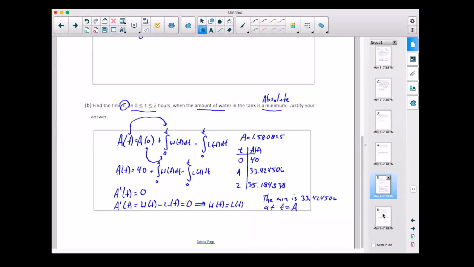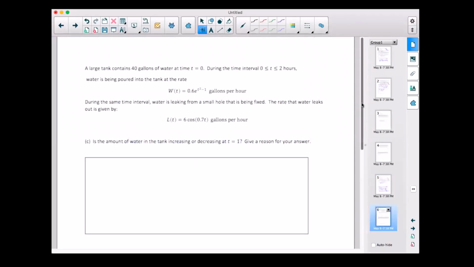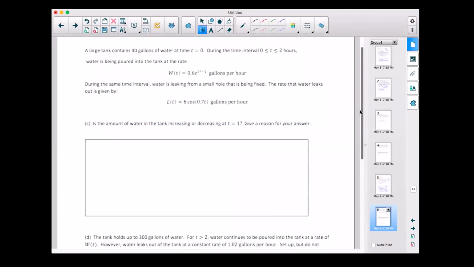So I want to take a look, and I know we're right at 9 o'clock, but I want to take a look at this next part briefly to show you how this relates to what we've done. These will be pretty quick. And so it says, is the amount of water, remember the amount of water, we already called that A. The amount of water is A. Is that increasing or decreasing? Well, that looks a lot like that problem we just saw. If you want to know if something is increasing or decreasing, you want to know about its derivative. If something has a positive derivative, then it's increasing.